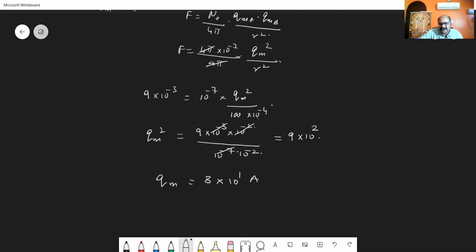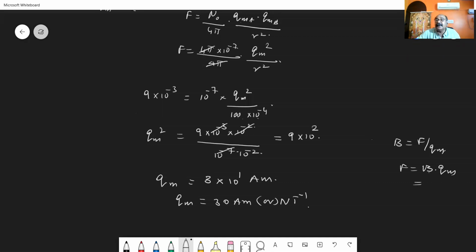Pole strength is measured in terms of ampere meter. So QM is equal to 30 ampere meter, or another one also I have told, that is Newton per Tesla, NT to the power of minus 1, as magnetic field B is force per pole strength. Force can be written as magnetic field into pole strength. Here we are in need of pole strength, isn't it? So I can write pole strength QM is equal to force per magnetic field.